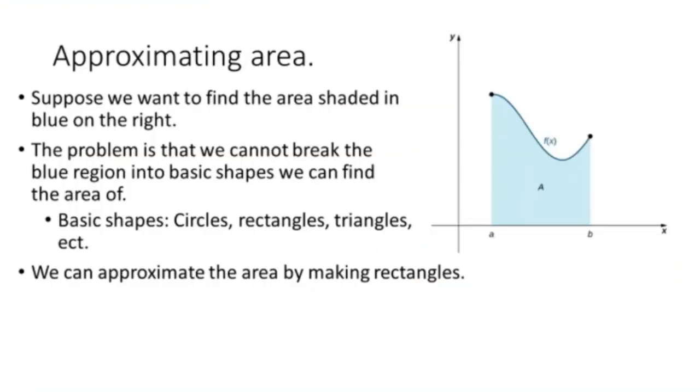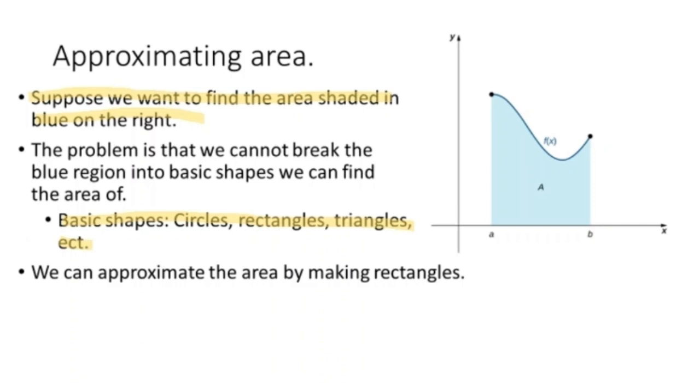Now we're going to discuss approximating area, which is the second problem that motivated the development of calculus. Suppose we want to find the area of the shaded region that we see in blue on the right. The problem with trying to find this area is we can't break this shape up into basic shapes that we understand how to find the area of. Basic shapes are shapes like circles, rectangles, triangles, trapezoids, and so on and so forth. Shapes that we have a formula for calculating the area.